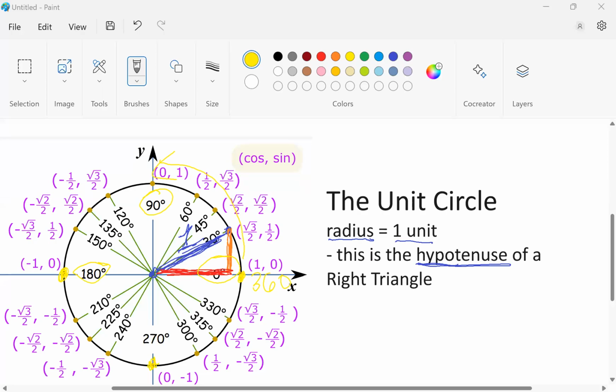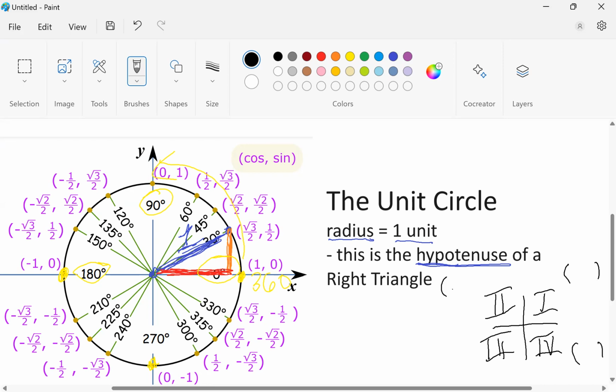So we said we want to be able to create this unit circle. And so now we're going to talk about the four quadrants: quadrant 1, quadrant 2, quadrant 3, and quadrant 4. And we want to notice the value of X and Y in each of these quadrants.